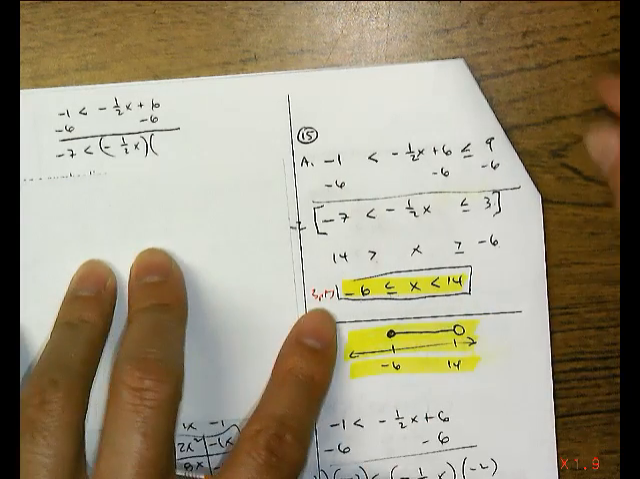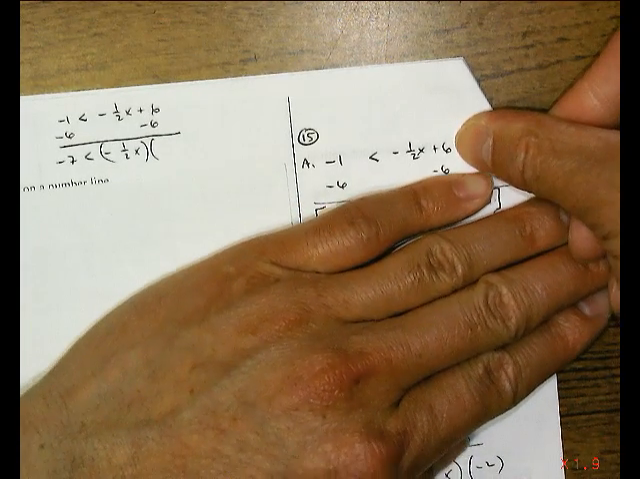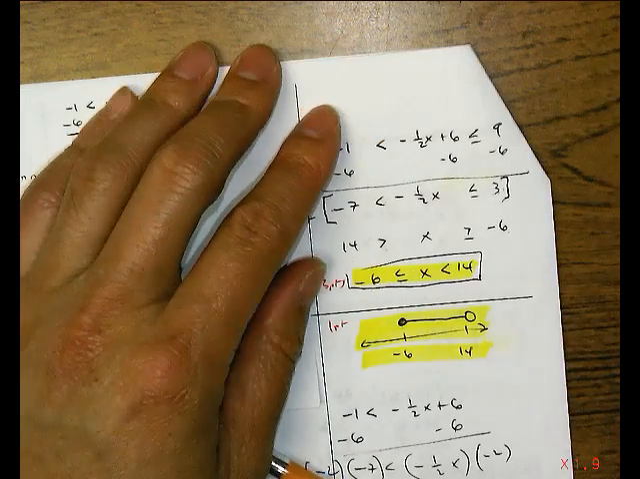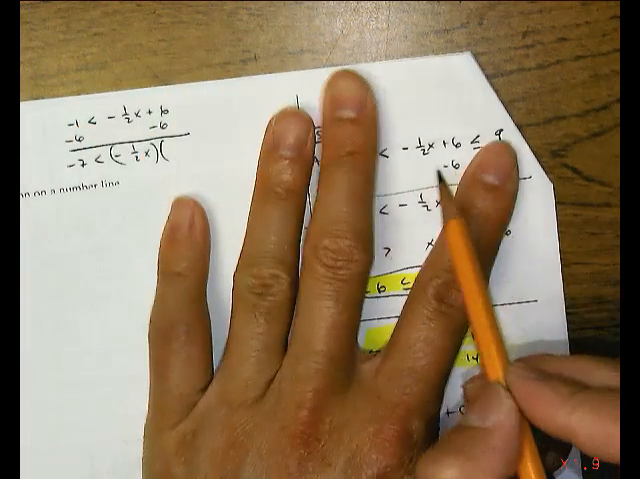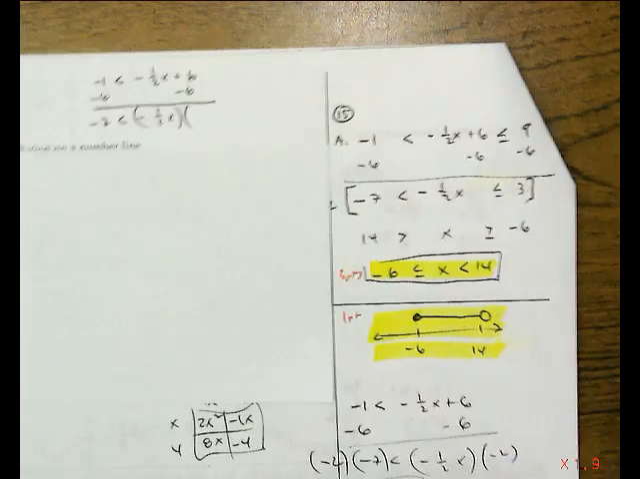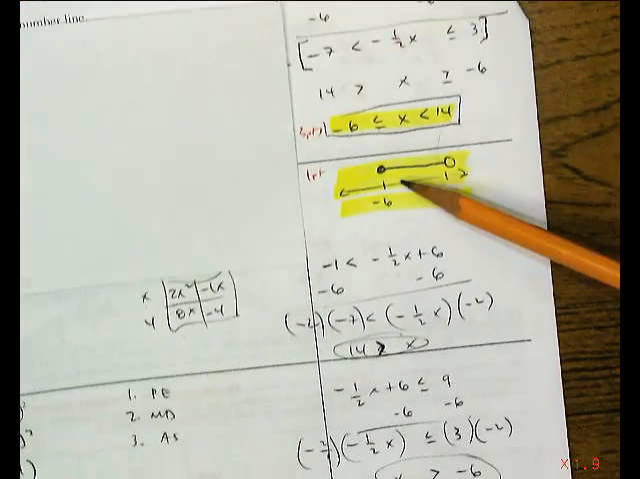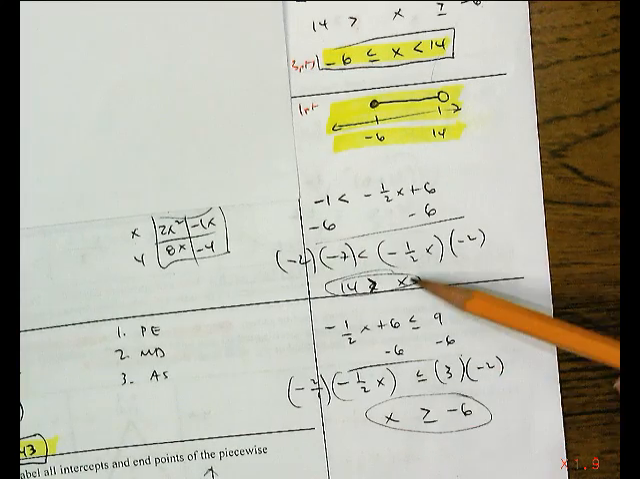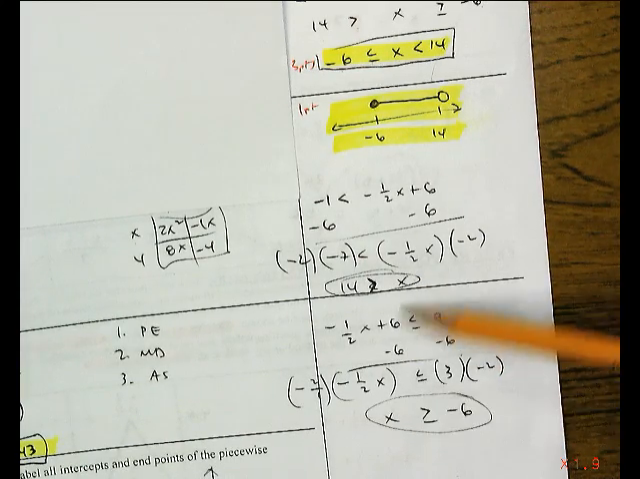Another way of doing the problem is going back to this original problem here. And let's just say you separate it. Negative 1 is less than negative 1/2 x plus 6. And the second problem is negative 1/2 x plus 6 is less than or equal to 9. So if you do the two separate problems, your work will look like this. And you just make it a compound inequality because you have the same variable x.